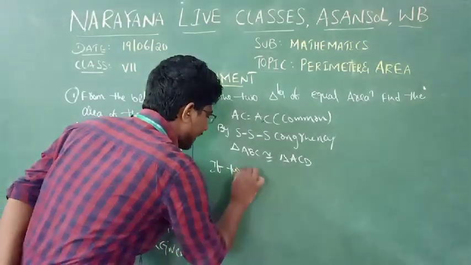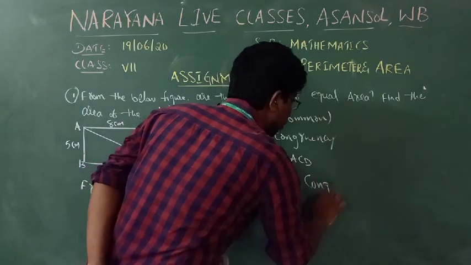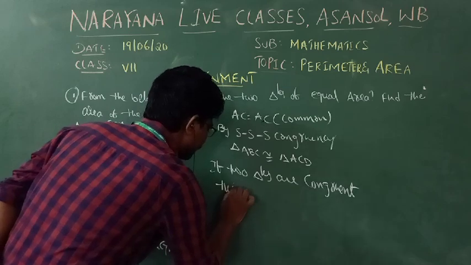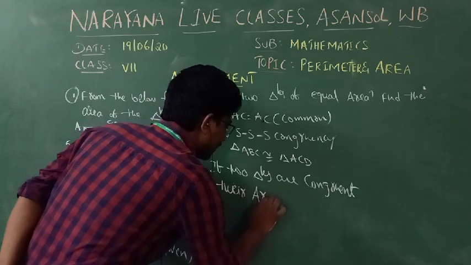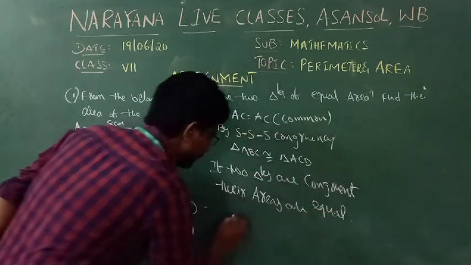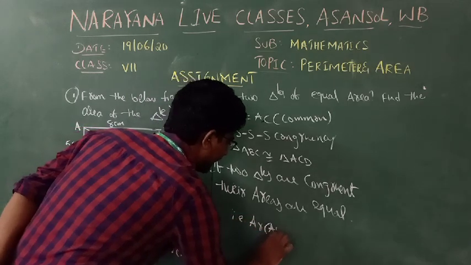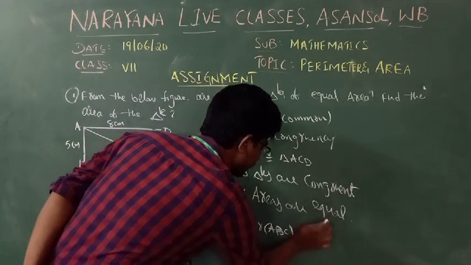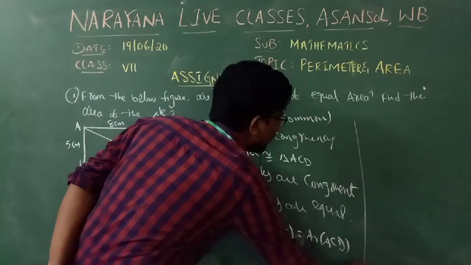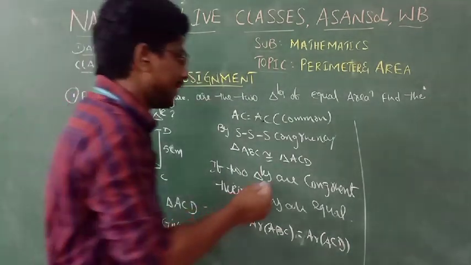If two triangles are congruent, then their areas are equal. That is, area of triangle ABC is equal to area of triangle ACD. Now what we need to find? Now we need to find the area of the triangle.